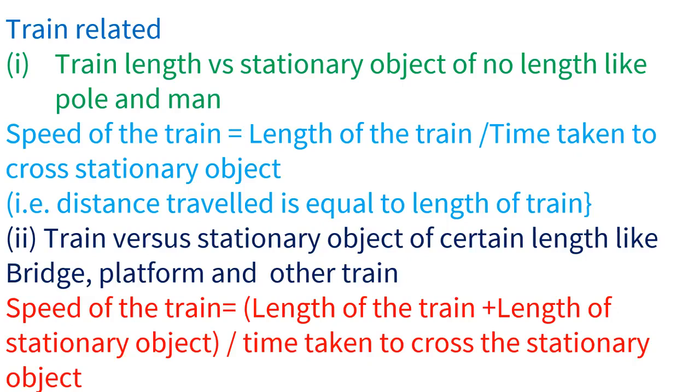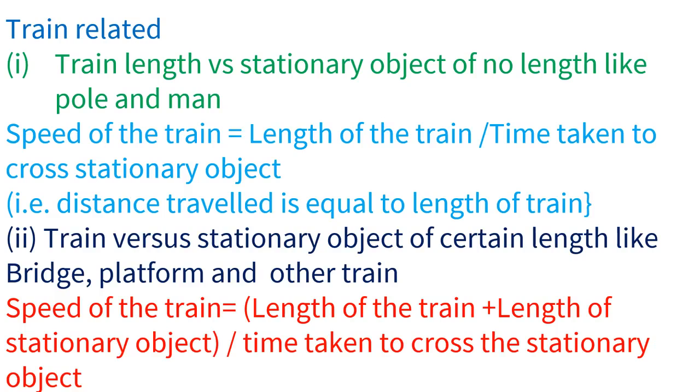First, let's say the train's length is L and the other object is stationary, and it may be a pole or a man. Then what is the formula? The speed of the train in that case will be the length of the train upon the time taken to cross the stationary object. So this is the first formula.